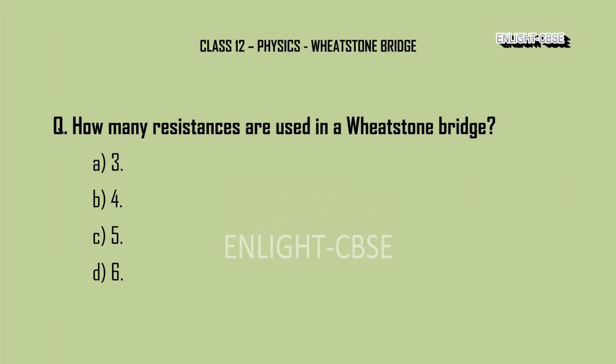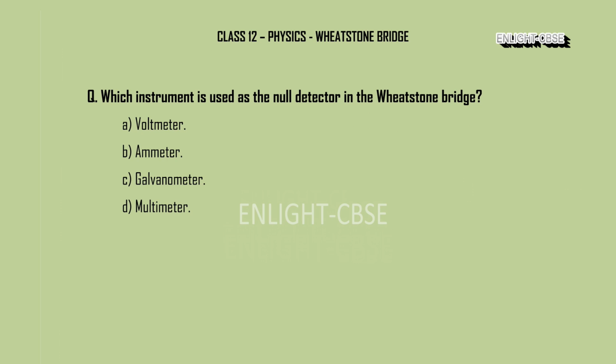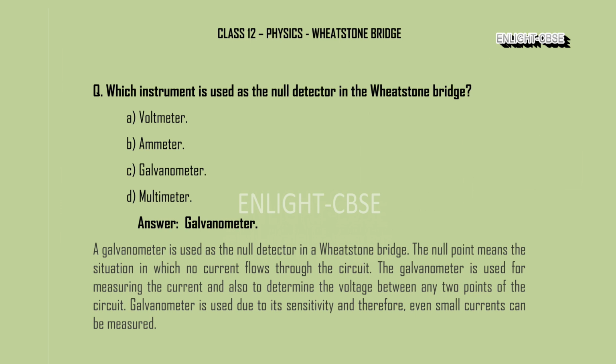How many resistances are used in a Wheatstone bridge? A. 3. B. 4. C. 5. D. 6. Answer: 4. Which instrument is used as the null detector in the Wheatstone bridge? A. Voltmeter. B. Ammeter. C. Galvanometer. D. Multimeter. Answer: galvanometer.